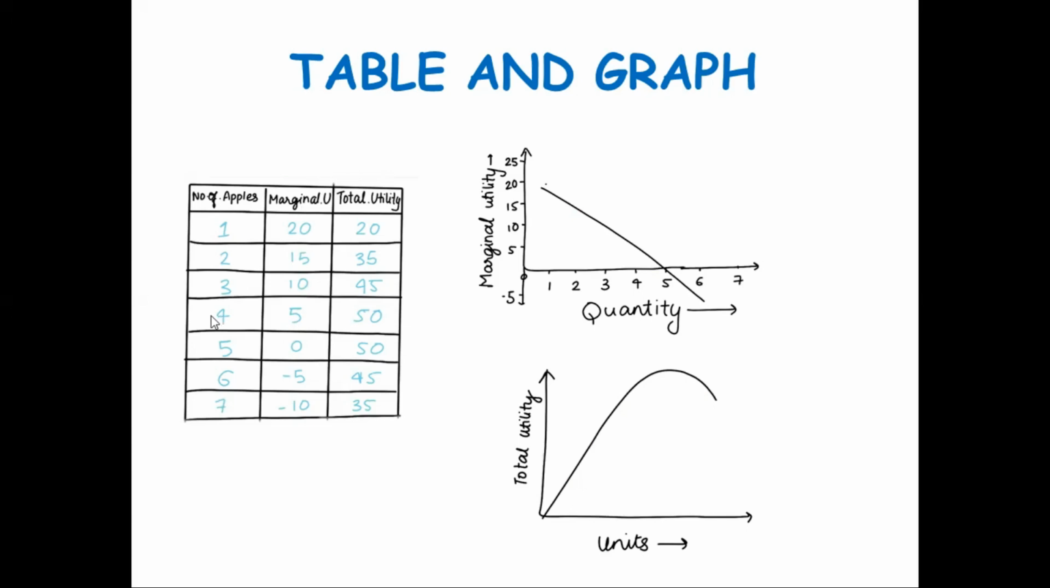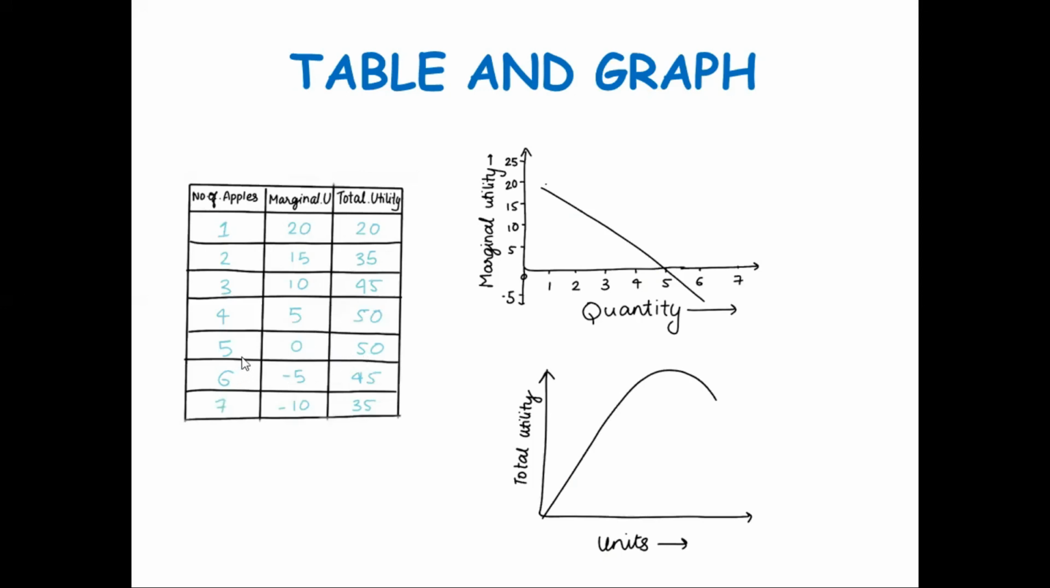Now there comes a twist. When I take to eat the fifth apple, I'll eat it, but I'm really not satisfied. I didn't get any amount of satisfaction on consuming the fifth apple. So obviously the satisfaction is 0. So we are going to mention here 0, and the total utility is the same. That is 50 plus 0, which will be again 50.